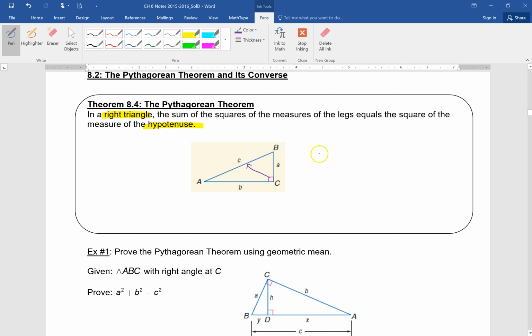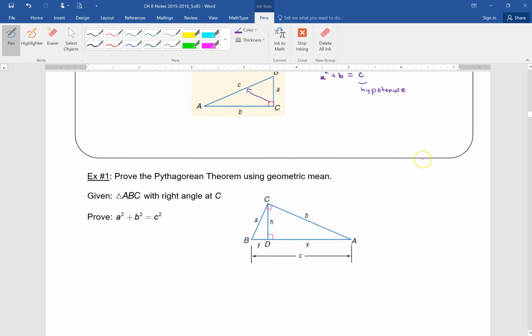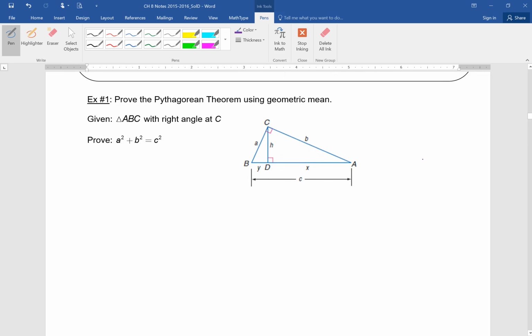So A squared plus B squared equals C squared. Now this must be the hypotenuse. You can switch the order of the A and the B, but the side here, that must be the longest side or the hypotenuse, okay? All right, so here we go.